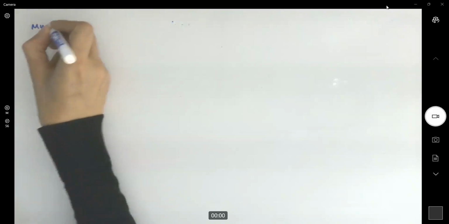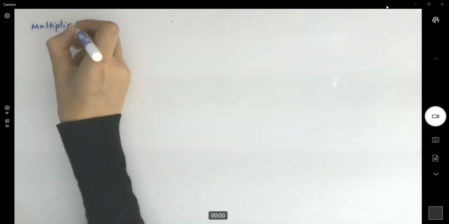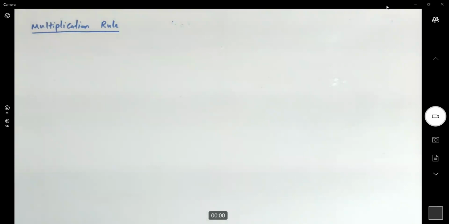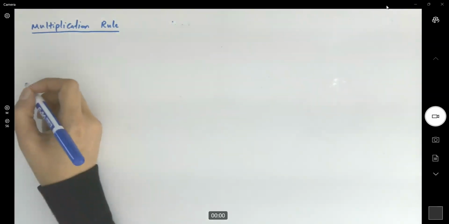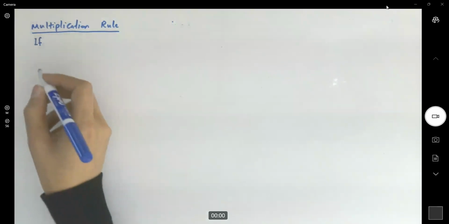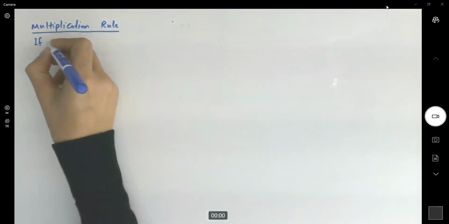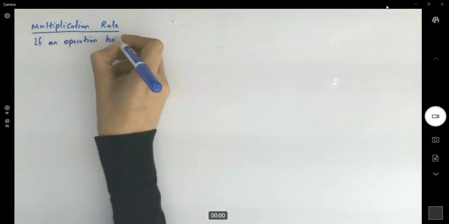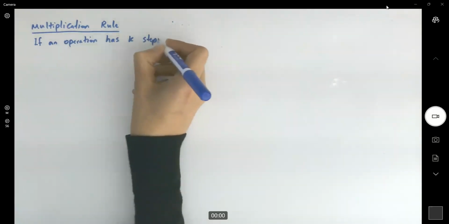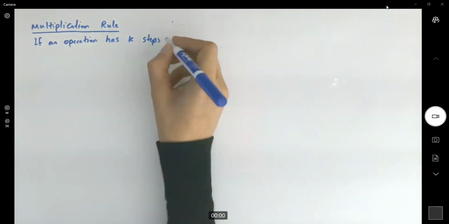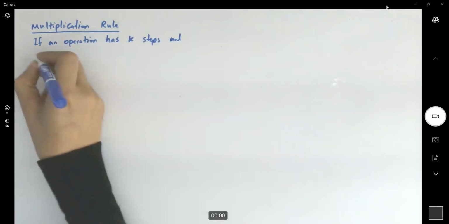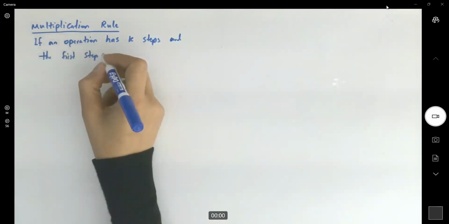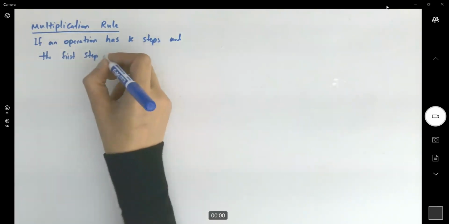Multiplication rule. So this rule says, if you have an operation, and this operation has k steps, and the first step can be performed in n sub 1 ways.